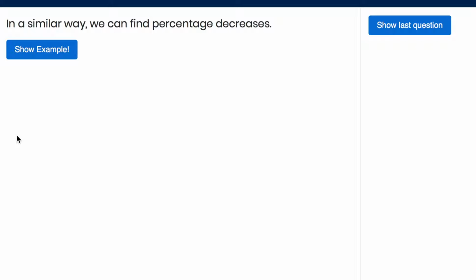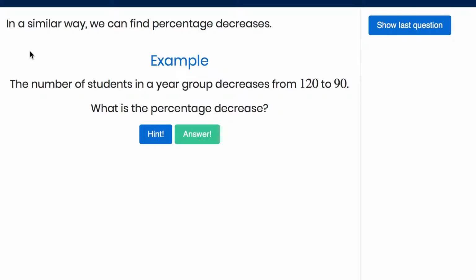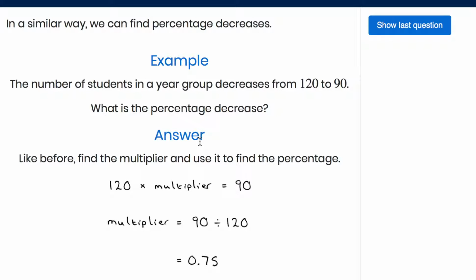In a similar way, we can find percentage decreases. So let's see an example. The number of students in a year group decreases from 120 to 90. What is the percentage decrease? Pause the video now if you'd like to have a go. Okay, here is the answer.